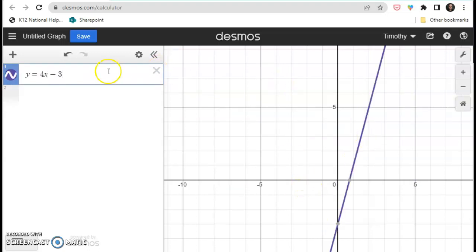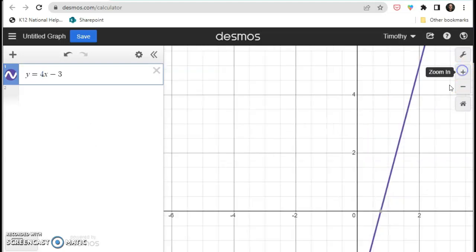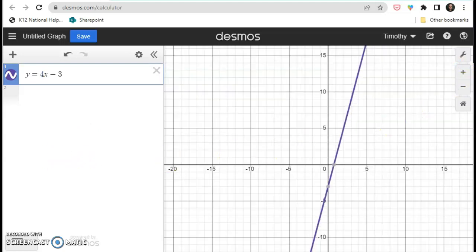All right, so here we are. It's actually called slope-intercept form. The slope is this number next to x, the 4. The y-intercept is -3. See down here? There it is. All right, let's see. We have the picture. Let's zoom out a little bit if we need to. All right, let's look at the statements.